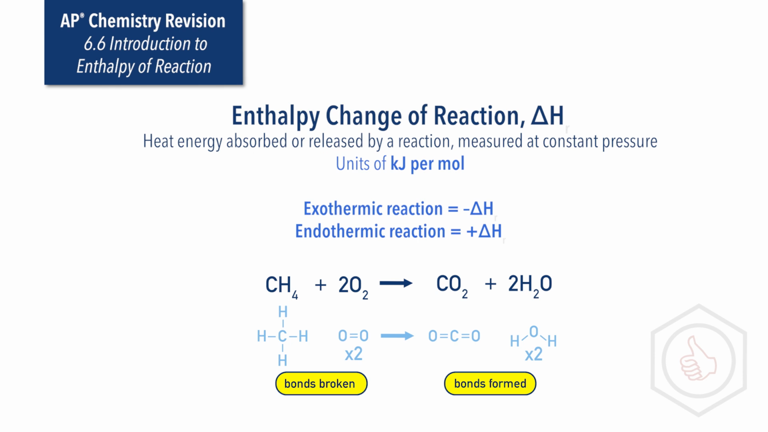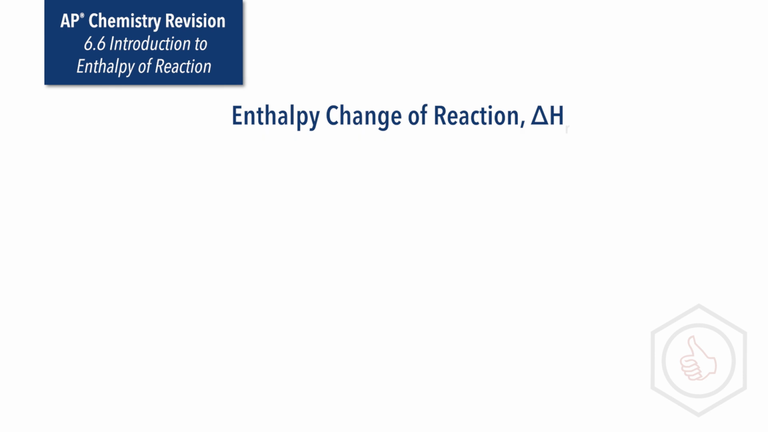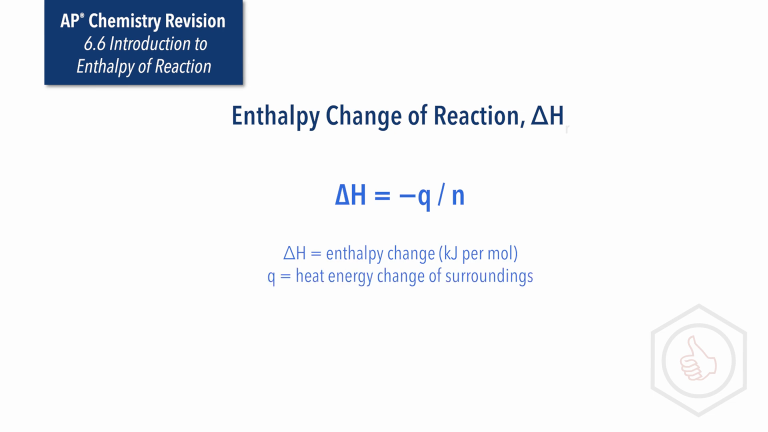This is outlined in more detail in 6.7, Bond enthalpies. If you know the heat energy change Q for a reaction or process, you can determine the enthalpy change per mole using delta H equals negative Q divided by n, where delta H is the enthalpy change per mole, Q is the heat energy change of surroundings, and n is the number of moles of limiting reagent.